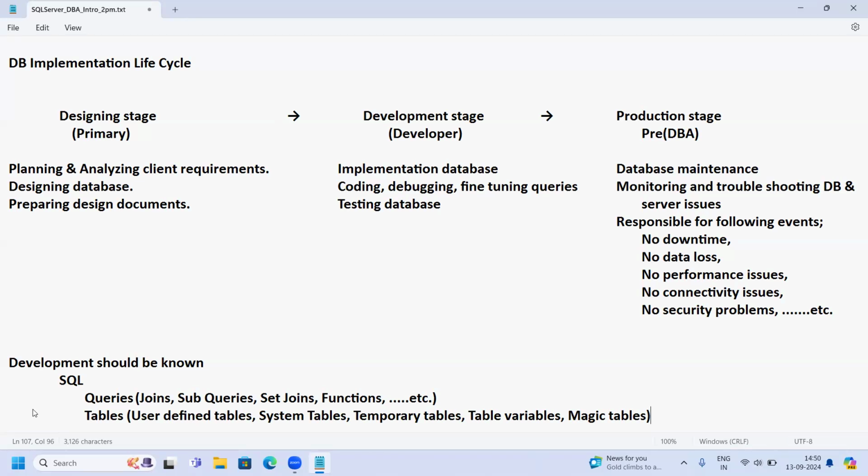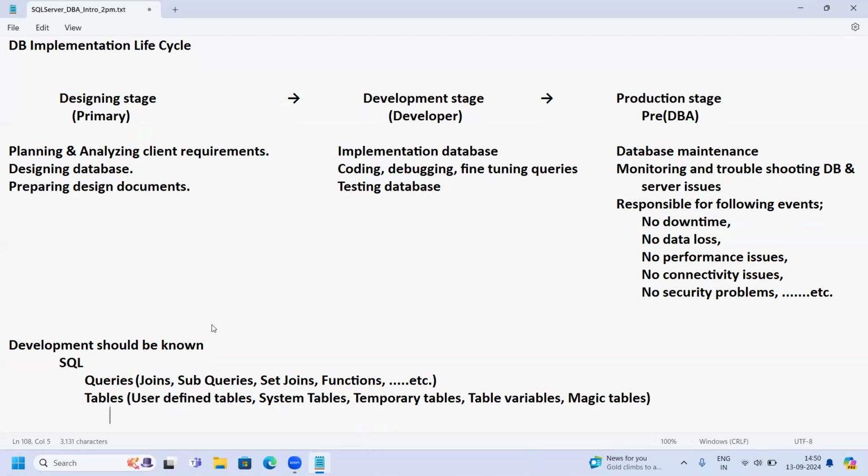At development level, they teach all this. We are not going to study all of them in my classes. My target in this DBA course will be only two: user-defined tables and system tables. I myself will teach the rest in my development classes. This is for your knowledge. When you talk about tables, you should know tables have types of columns, including identity columns, simple columns, and persisted and non-persisted columns.